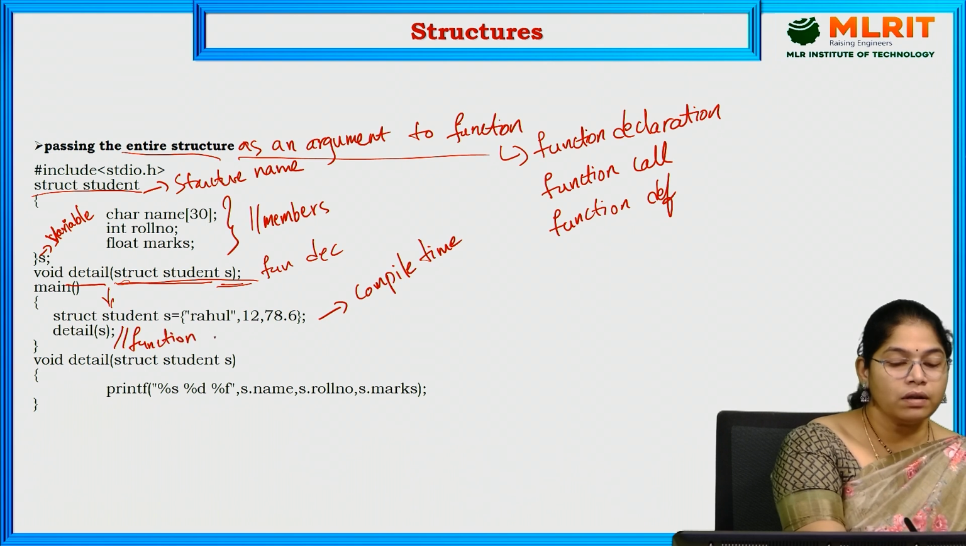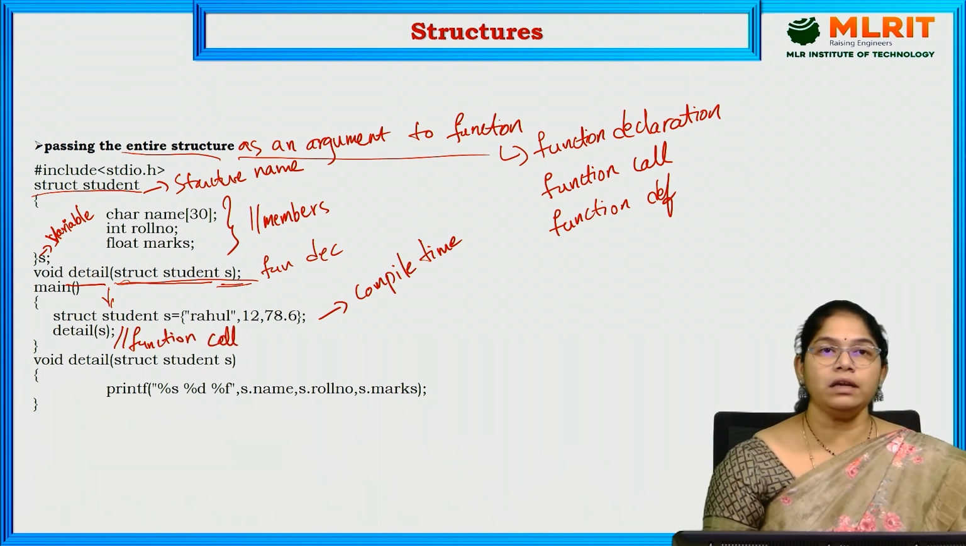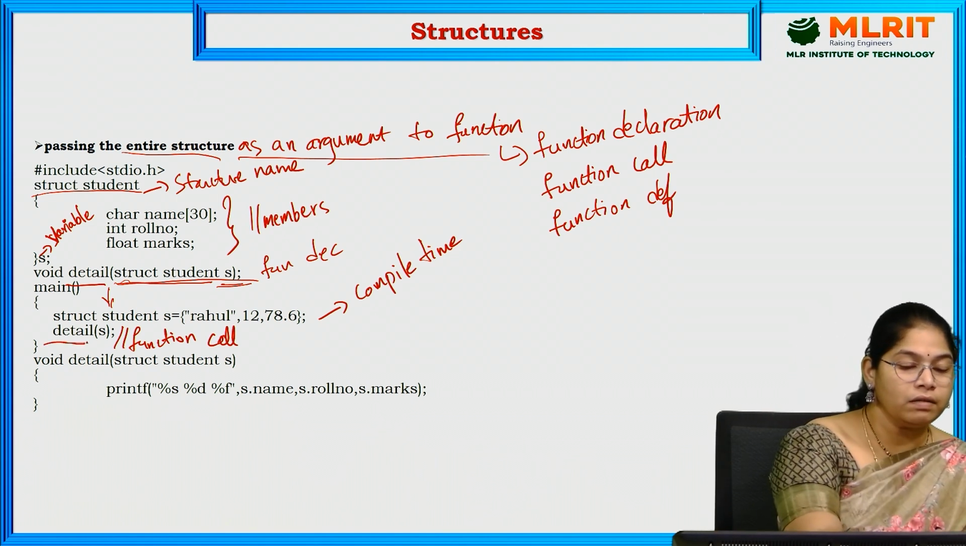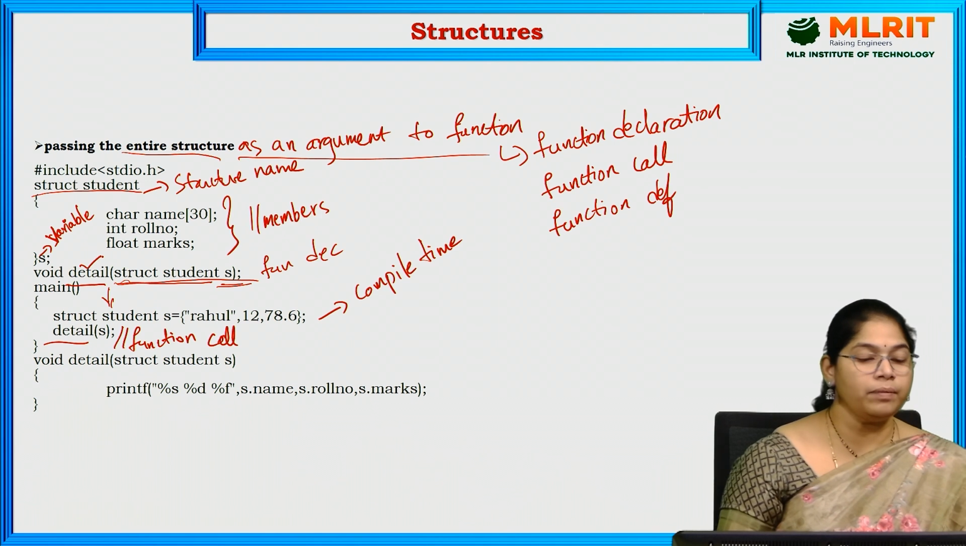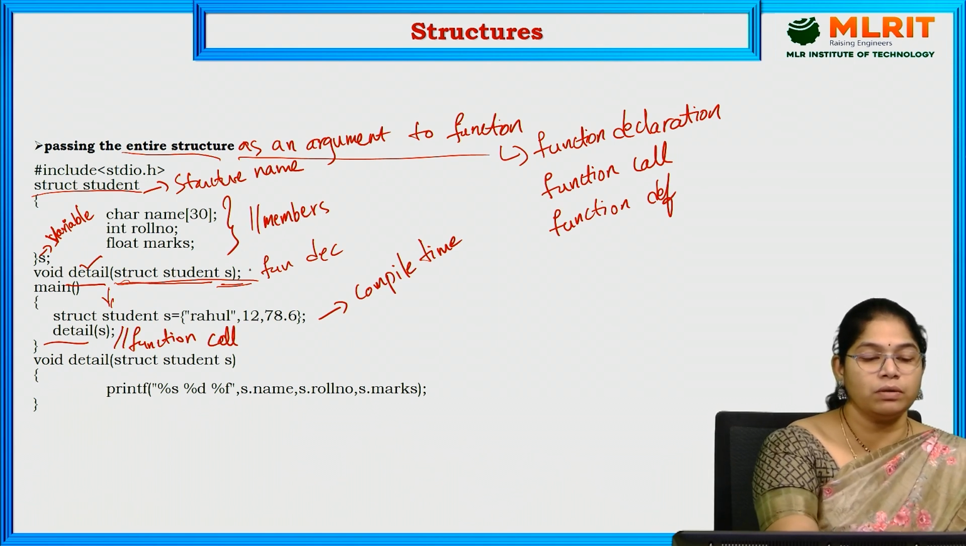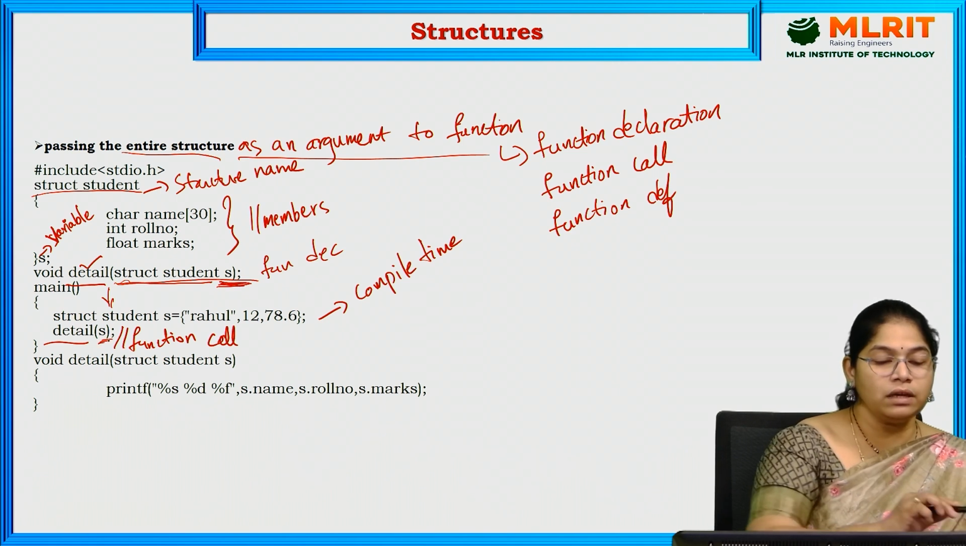Function call syntax is just a function name and the list of parameters. Here the function name is detail, and then the list of arguments. What I am passing here, the entire structure, is an argument. The variable created for that is s. So I am passing that as the argument.